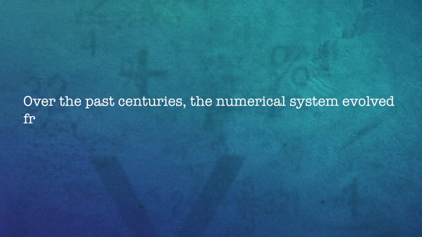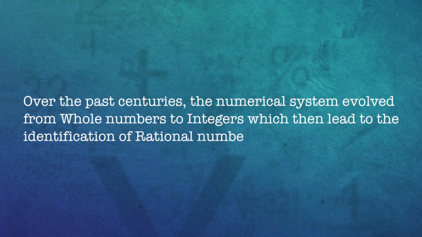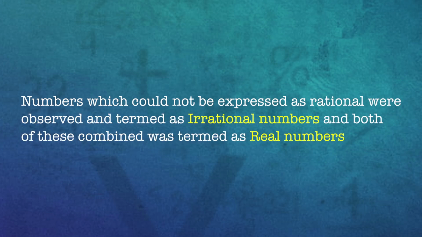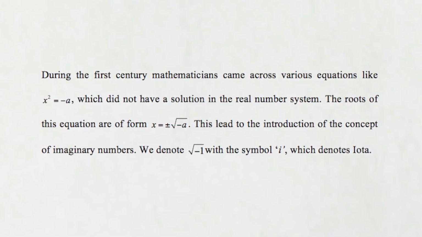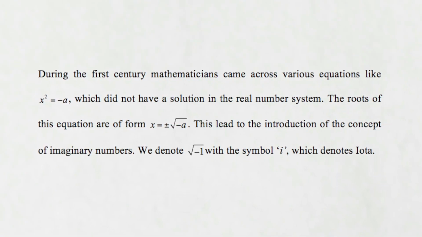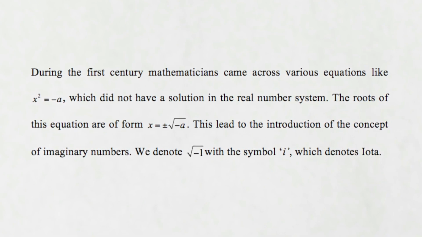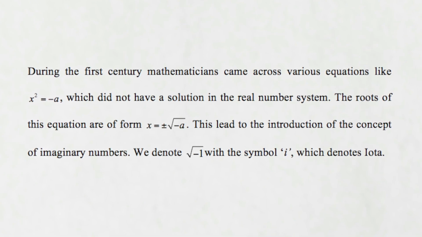Over the past centuries, the numerical system evolved from whole numbers to integers, which then led to the identification of rational numbers. Numbers which could not be expressed as rational were observed and termed as irrational numbers, and both of these combined were termed as real numbers. During the first century, mathematicians came across various equations like x squared is equal to minus a, which did not have a solution in the real number system.